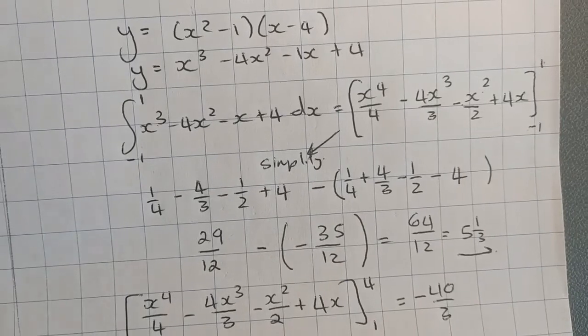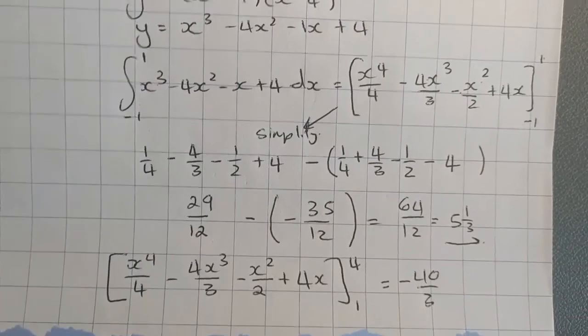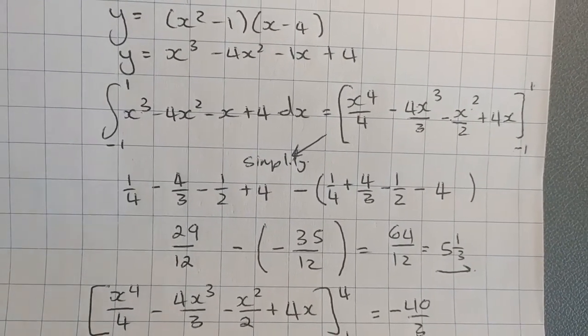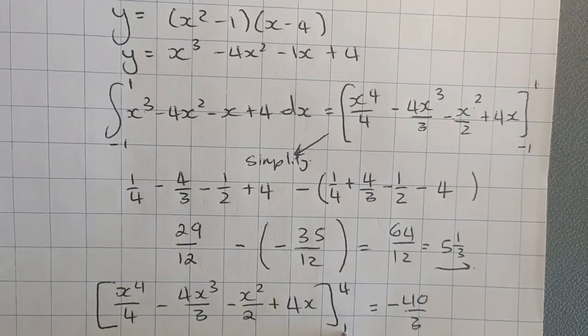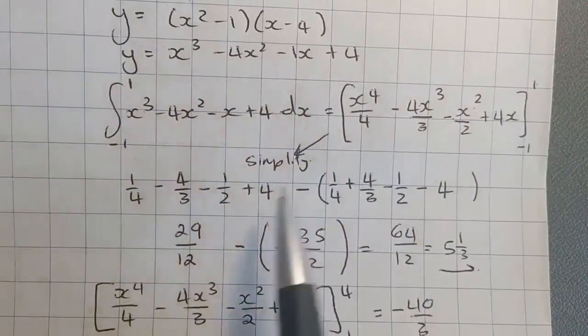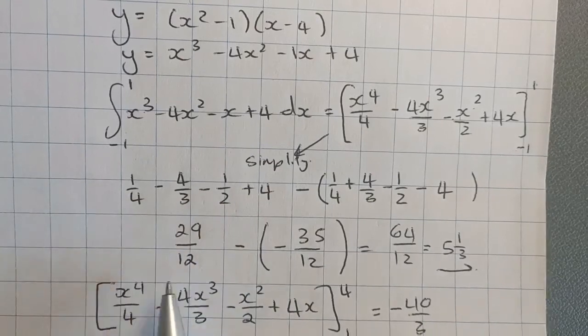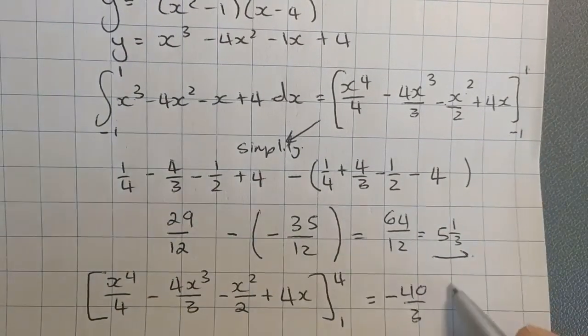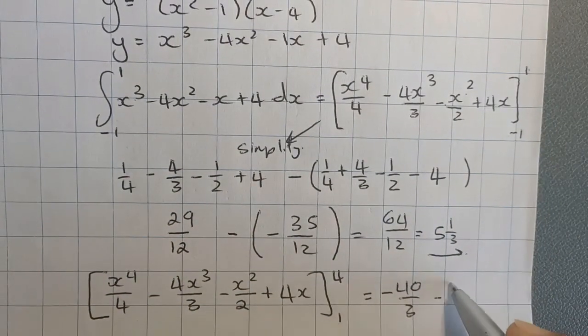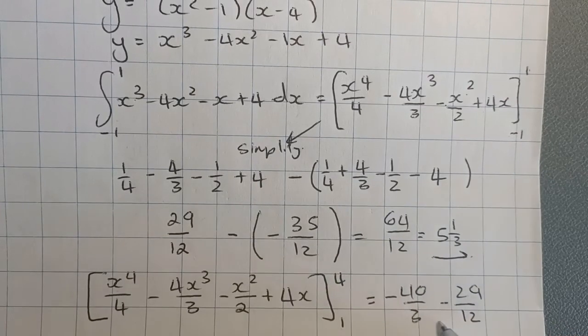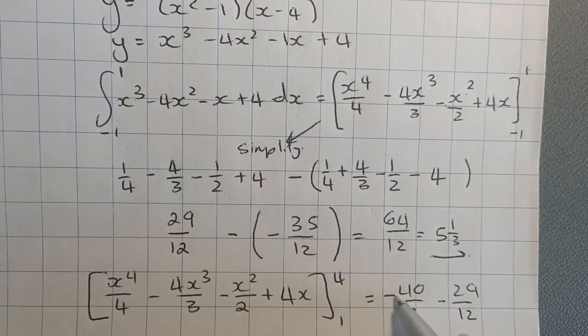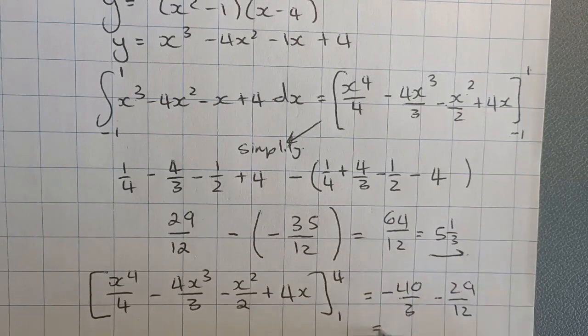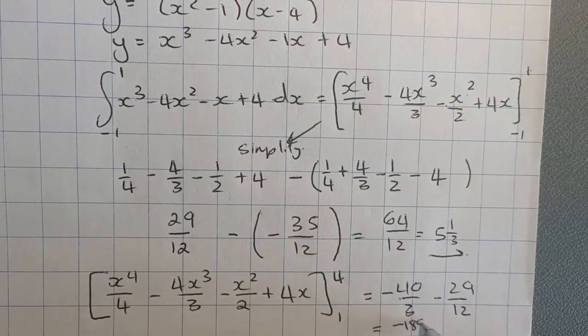So if I substitute 4 in here, I get negative 40 over 3. If I substitute 1, just remember you don't have to put this back in your calculator. You've already calculated this. When you put 1 in there, you can see you ended up with 29 over 12. So minus 29 over 12. You multiply this by 4, I get minus 160, minus 189, minus 189 over 12.